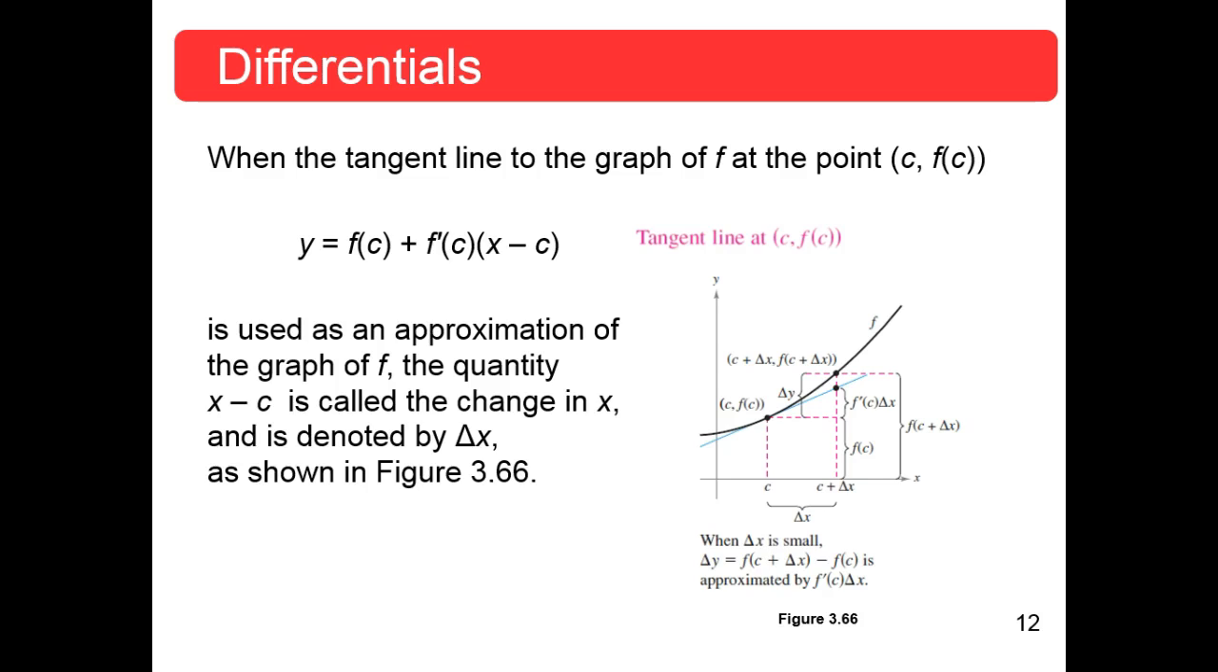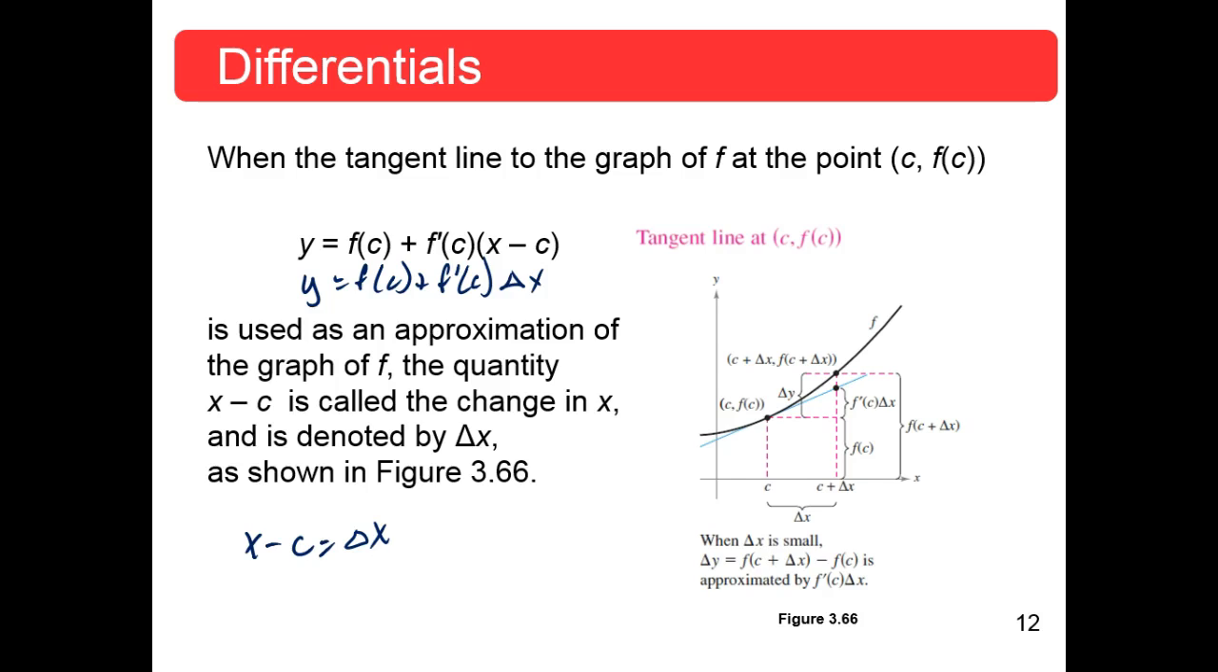Now, in case that doesn't really ring a bell with you, saying, well, where did they get that? Let's write it down here: x minus c is equal to delta x. Well, let's solve that. Another way of writing this would then be y is equal to f of c plus f prime of c times delta x, right? The change of c's, x minus c.